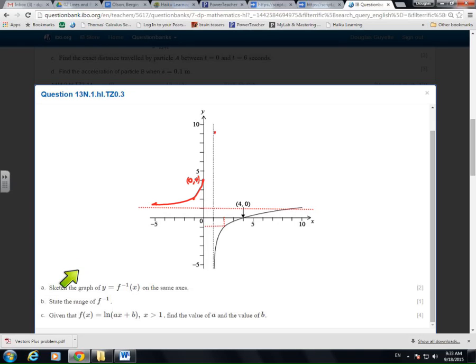The first thing we're asked to do is to sketch the graph of the inverse, y equals the inverse of f of x, when this is the graph of f of x. So what I do is I start with the asymptotes. This asymptote right here, to be inverted, is x equals 1. The inverse is going to be y equals 1, because the domain and range are going to switch places. This is 4, 0. If I invert that, I'm going to have 0, 4. So that gives me a point to graph.